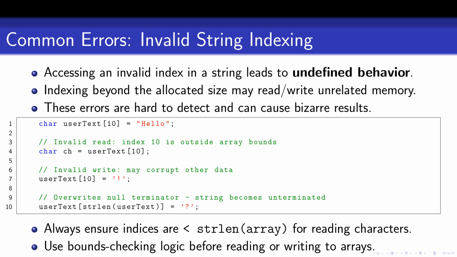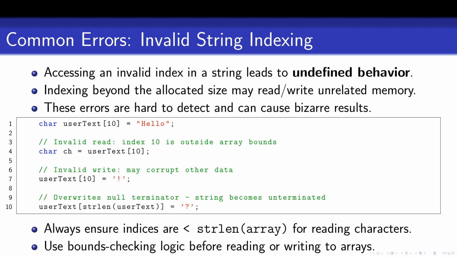Accessing characters in a string is powerful, but it can also lead to subtle and dangerous bugs if you're not careful with array bounds. In C, if you read or write beyond the end of a string, say, by using userText[10] when the string only goes up to index 4, you could be reading garbage values or overwriting unrelated data. These errors often don't crash your program immediately, making them hard to trace.